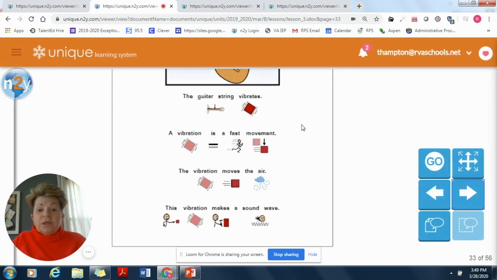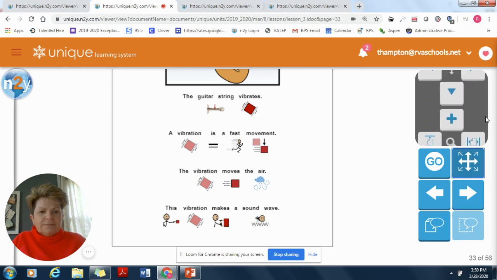The guitar string vibrates. A vibration is a fast movement. The vibration moves the air. This vibration makes a sound wave.